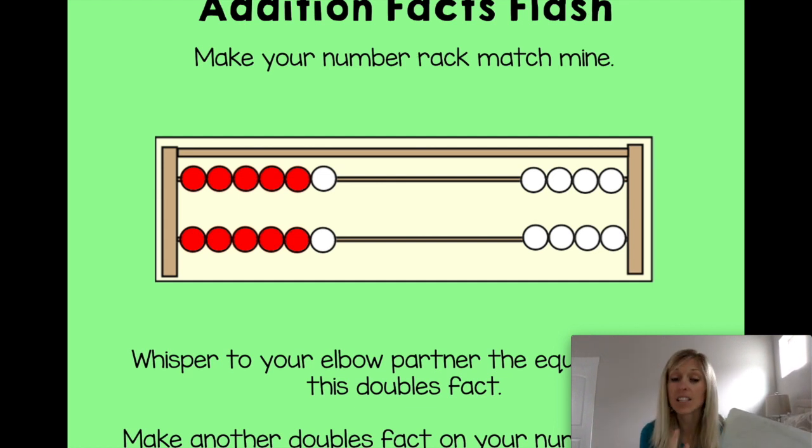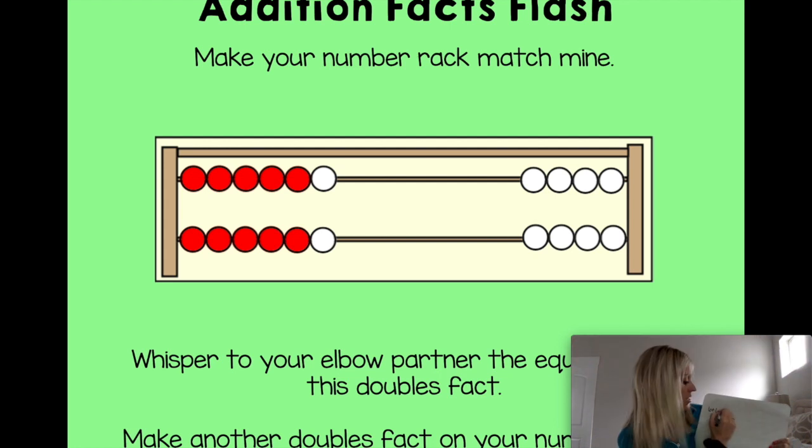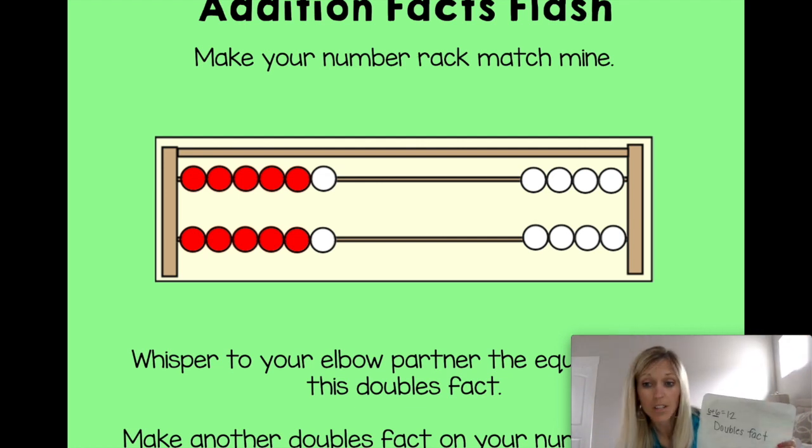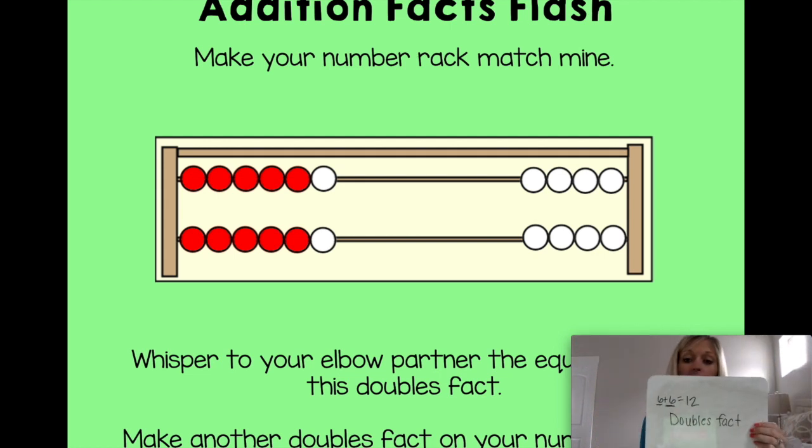Okay, let's make that into an equation. So my first equation is I see 6 plus 6 equals what? 6 plus 6 equals 12. That is what we call a doubles fact. You know that one. It's the same number 2 times. It's a doubles fact. Okay? 6 plus 6 equals 12. When you are adding, just like we just did, you can always use your doubles fact.